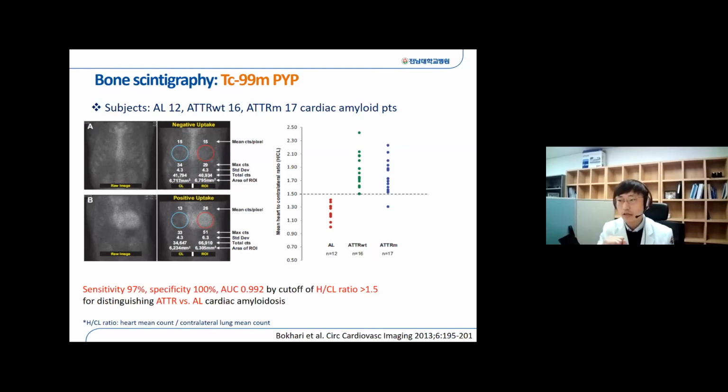And when the H/CL ratio is between 1 and 1.5, then we can suggest it is equivocal. And it was so clear, and it was very practical. So that's why we chose PYP. But I guess, although some say that DPD may be better than PYP, I think PYP can be sufficient for clinical use.